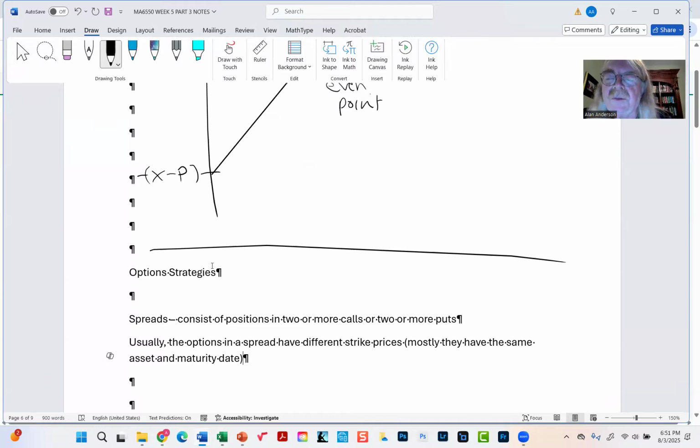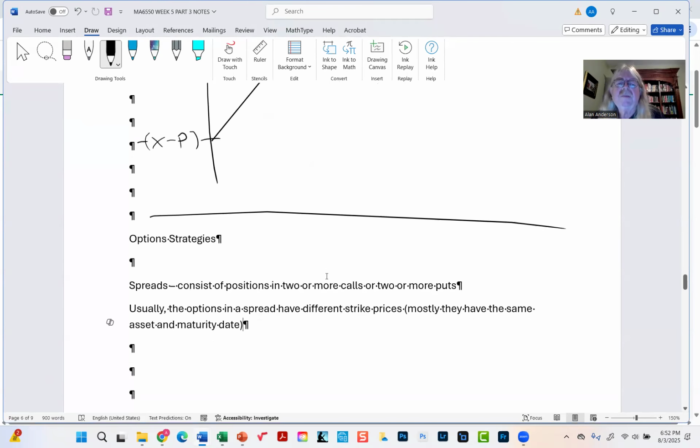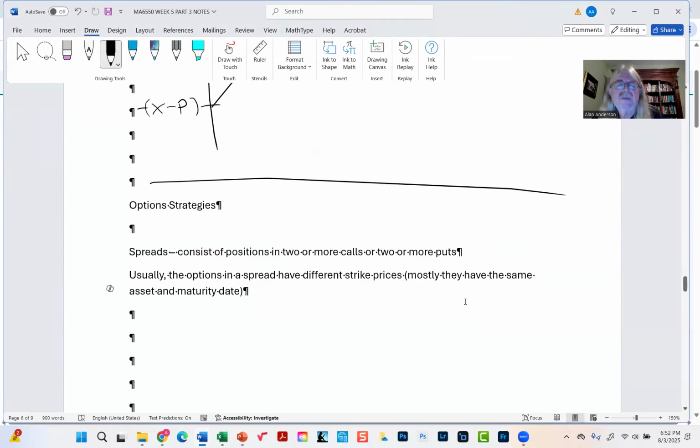And if there's multiple calls or puts, they have to be different in some way. And that way is that they usually have different strike prices. Sometimes we buy one and sell the other. Sometimes we buy them both. Sometimes we sell them both. It depends on what we're doing. But the bottom line is it's two or more calls, two or more puts. And normally they'll typically have different strike prices. And you'd be surprised some of the things that are possible with these positions.